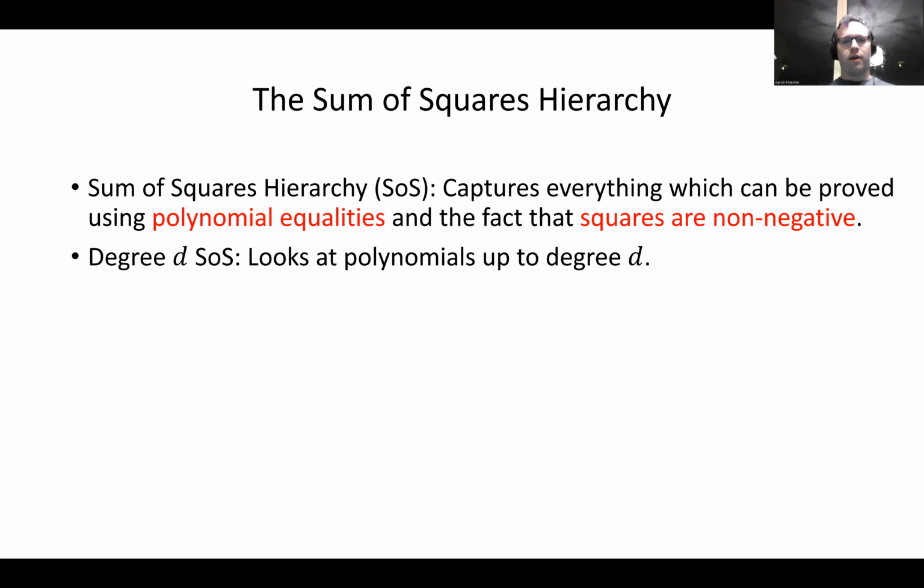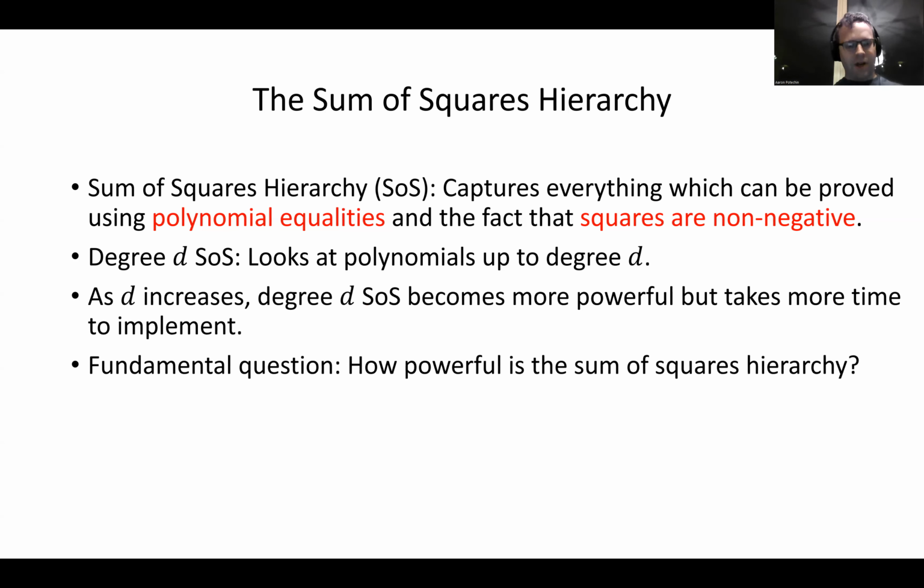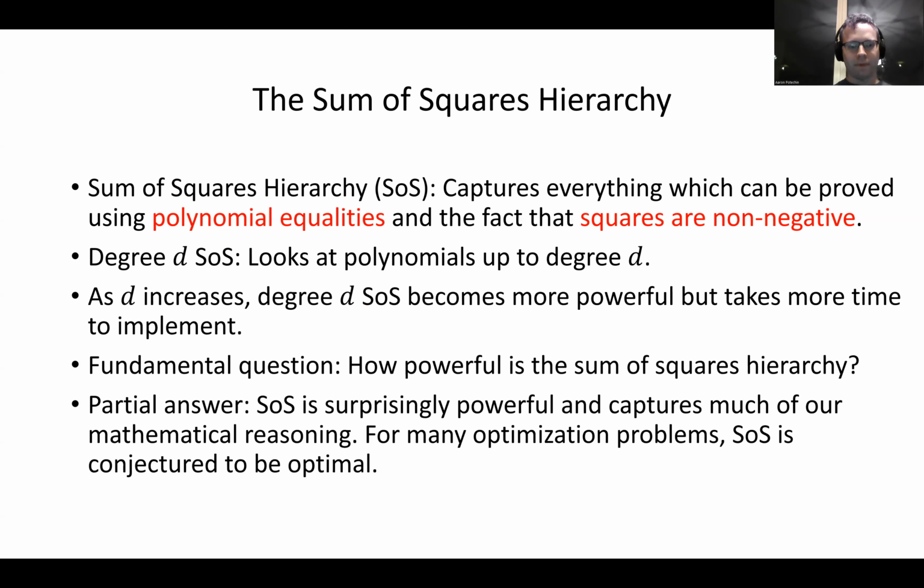So why is the sum of squares hierarchy a hierarchy? The sum of squares hierarchy is parameterized by a degree d, where degree d SOS looks at polynomials up to degree d. As d increases, degree d SOS becomes more powerful, but takes more time to implement. Now, a fundamental question is, how powerful is the sum of squares hierarchy?